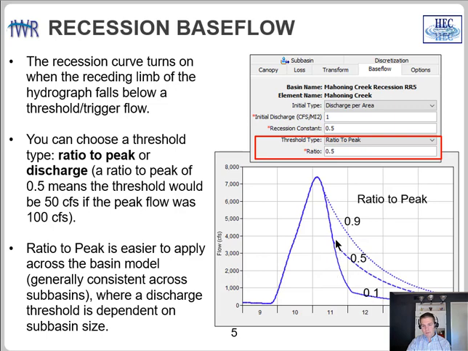The second example, 0.5 is the ratio to peak. Well, you can see, when that recession or the falling limb of the hydrograph is around 3,500 CFS, then the recession curve turns on. And then a ratio to peak of 0.9, well, we don't get very far down the falling limb of the hydrograph before the recession curve turns on.